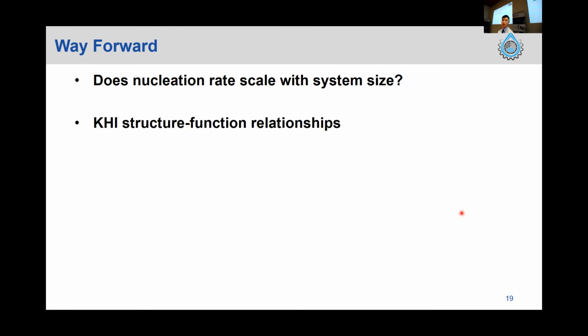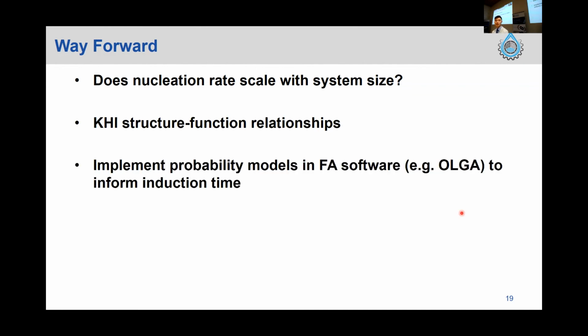The second one is the KHI structure function relationships. The current benchmark KHI functional group is PVP, and we want to see which KHI performs the best, where it gives us the longest induction time. The last one, which Bruce has mentioned as a way forward in his talk as well: since we get data sets from ALTA experiments, we can fit the model with our experiment. Then can we implement these probability models in flow simulation software such as OLGA, so that we can obtain induction time directly in OLGA as well, and then compare that to your residence time.